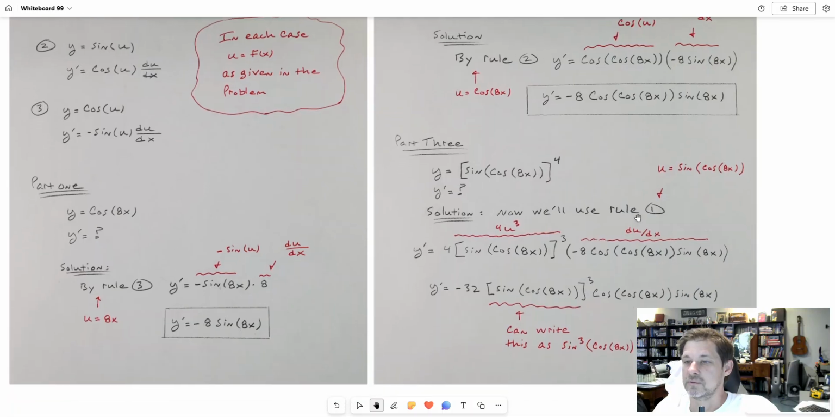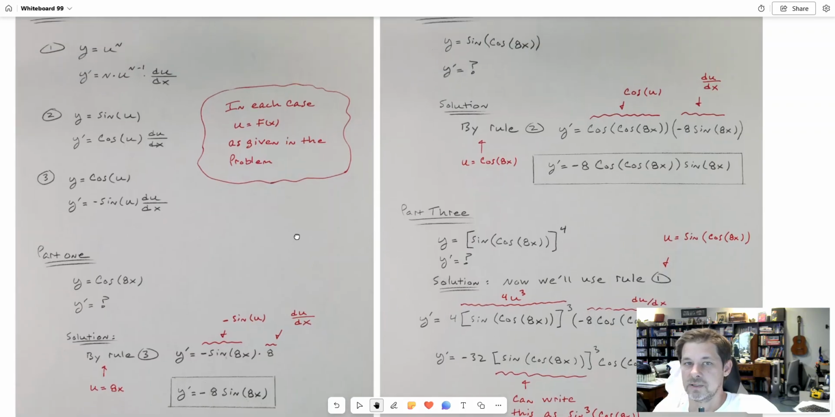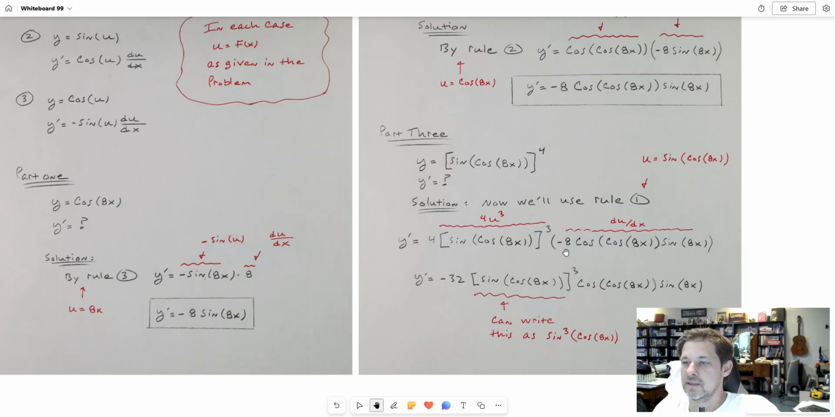According to that first rule, the power comes down to the front there like a coefficient. Then I get u right here. This is 4u, and then to the third power, I subtract 1. And that's it for that part. That's like n times u to the power n minus 1, just like that rule says. And then this part, whatever it is, the derivative of the u. It's the derivative of that inside thing. It's the derivative of sine of cosine of 8x. That's what this needs to be.